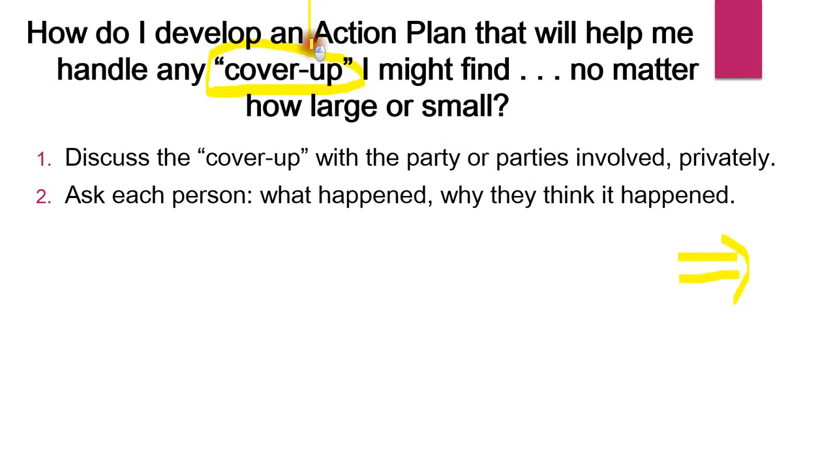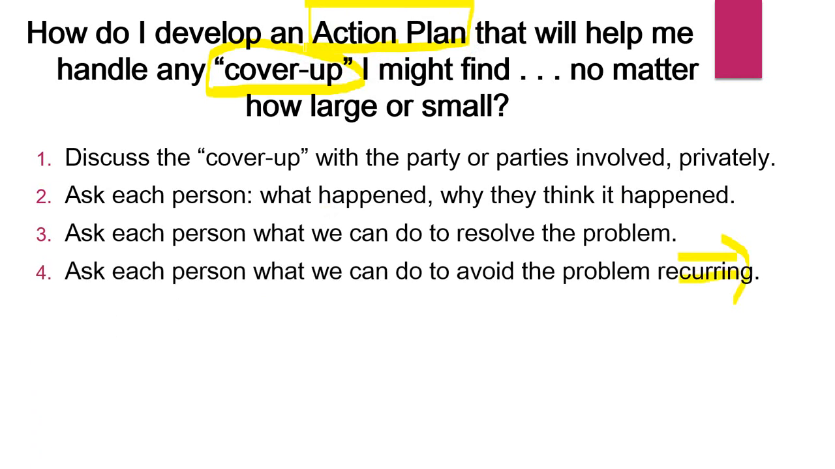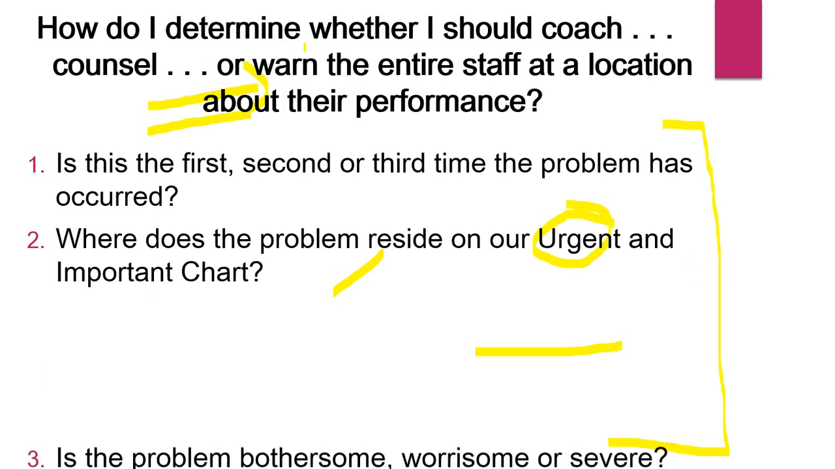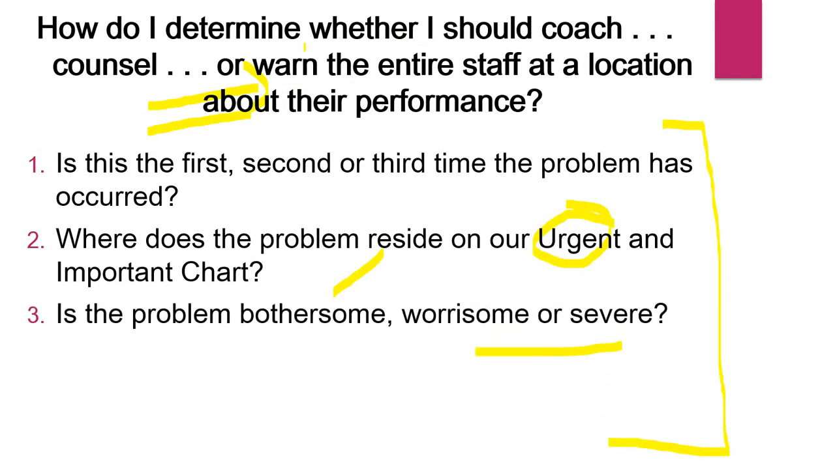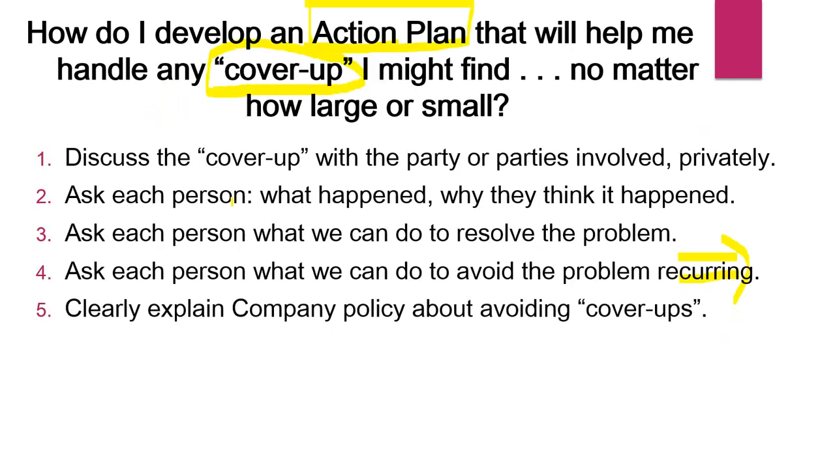You can have an action plan. Ask each person what we can do to resolve the problem. That is what I'm talking about. Okay, what can be the action plan? Ask each person what we can do to avoid the problem reoccurring. Okay, why is it recurring? That is what I was talking about in the last slide. If you want to give a warning or coaching, you need to understand why the problem is occurring the first time, second time, third time, like that. Okay, and clearly explain company policy about avoiding cover-ups.